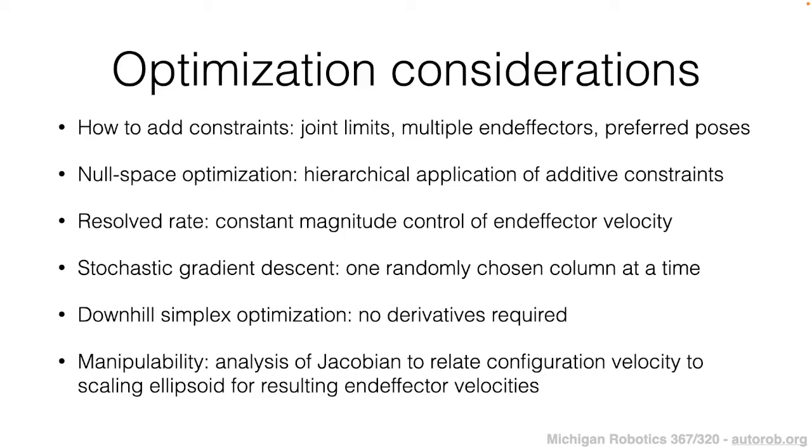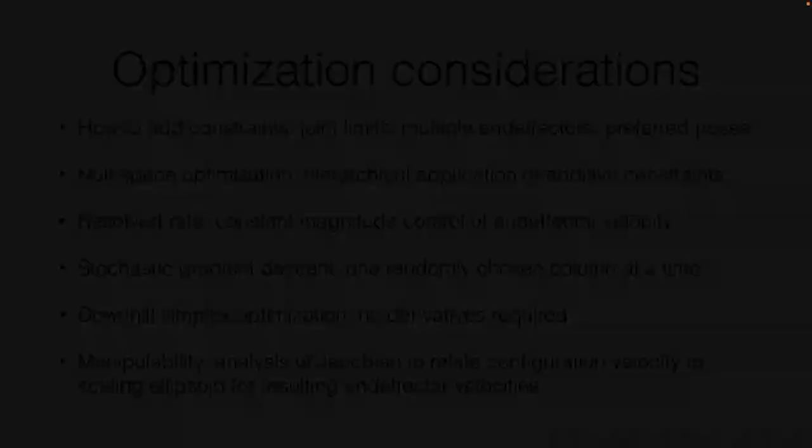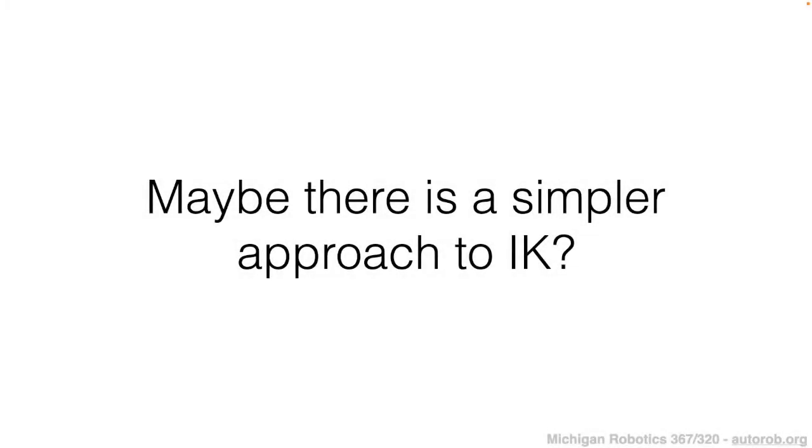So one of them might be understanding how our solutions based on this optimization are going to affect the manipulability of our robotic end effector. And so trying to understand the Jacobian and relate its configuration velocity to the actual behavior of the end effector is another important thing that we should think about when we try and make these techniques useful within robotics. These considerations also hint at a question that maybe there is actually a simpler approach to inverse kinematics that would alleviate some of these concerns.